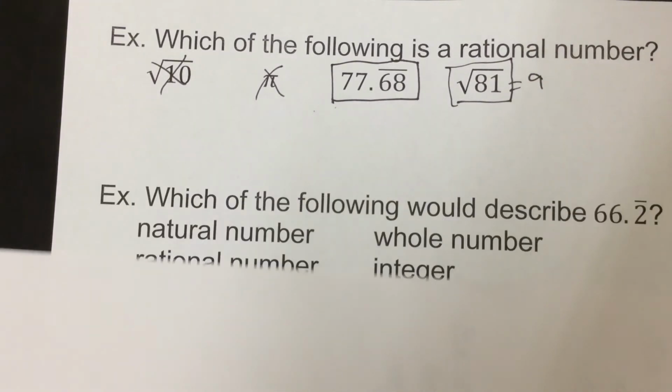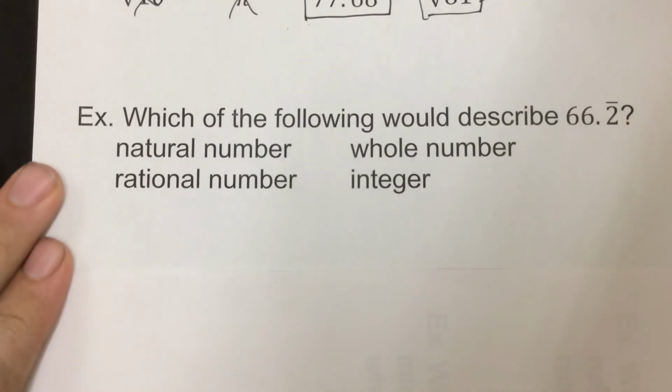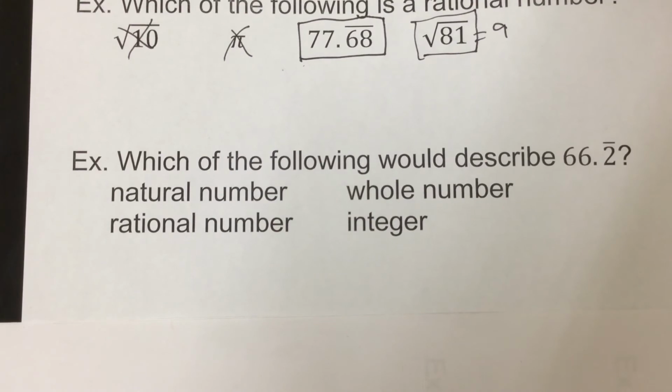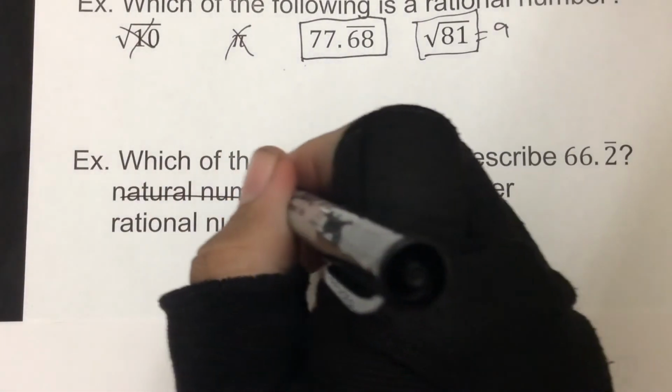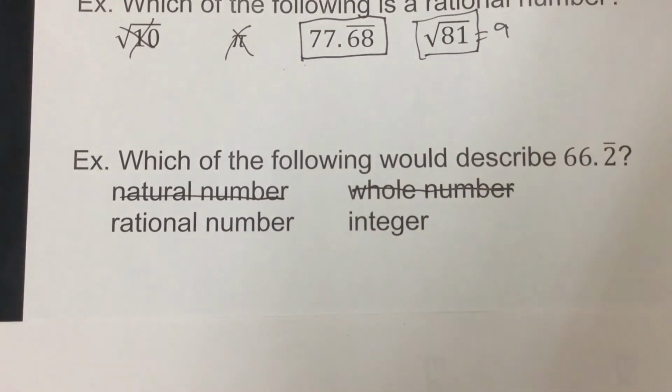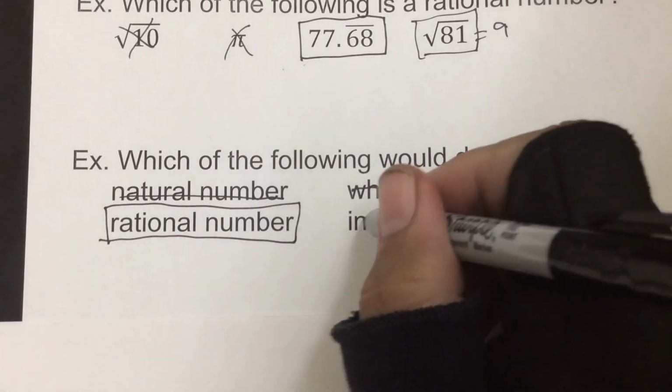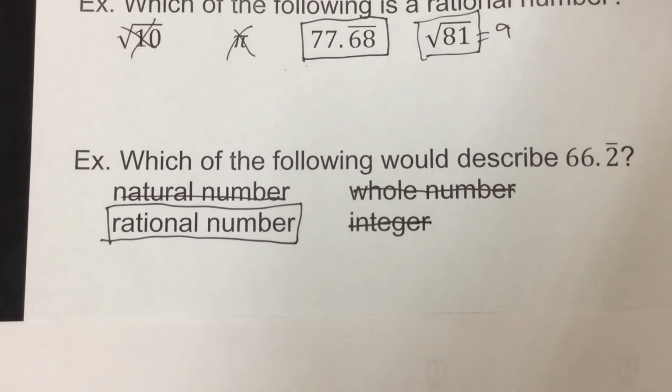You're also going to get problems like this one. Which of the following would describe 66.2 repeating? Natural numbers cannot have a decimal, so natural number would be out. Same thing, whole number cannot have a decimal. A rational number can have a decimal, but it has to either repeat or terminate. Ours repeats, so it fits as a rational number. And then integers again are whole numbers. They don't have a decimal, they don't have a fraction, so that one's out. The only one that will work is a rational number.